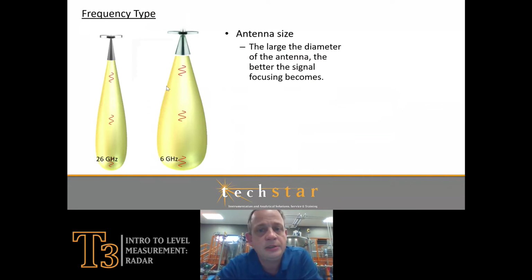The other thing that has to do with that is your antenna size. Your antenna size also plays a big role in this. Your larger antenna will give you a smaller beam angle, and your smaller antenna will give you a larger beam angle. When I say antenna size, that has a lot to do with, say, a 6-inch flanged fitting, which will be larger than, let's say, a 1.5 or 2-inch.